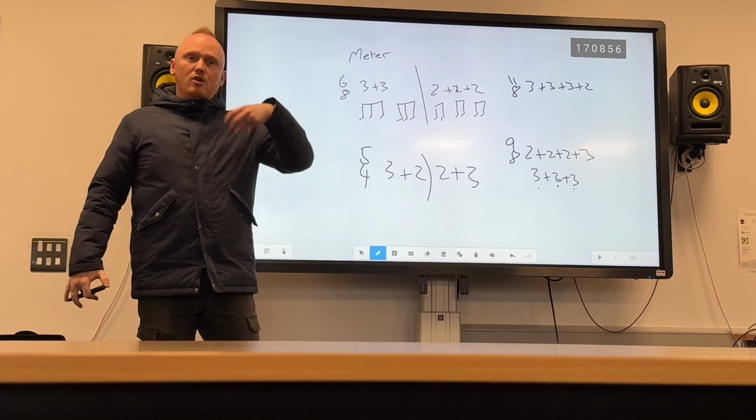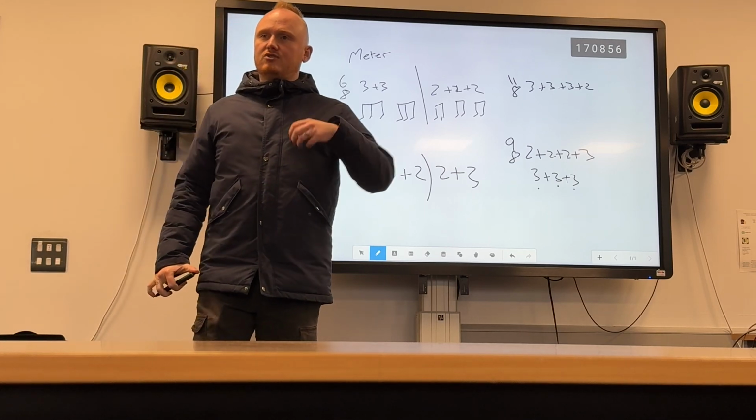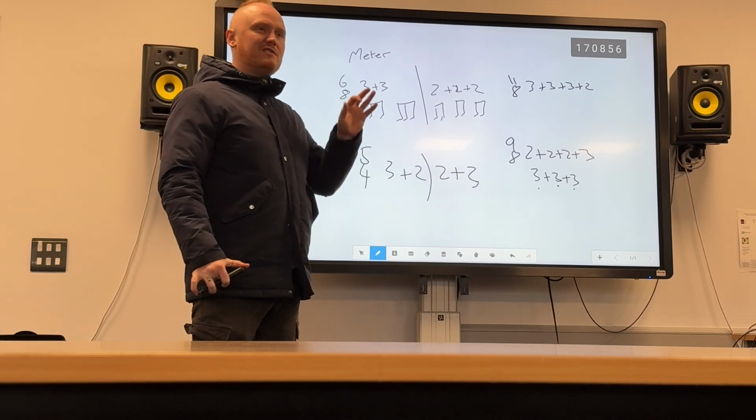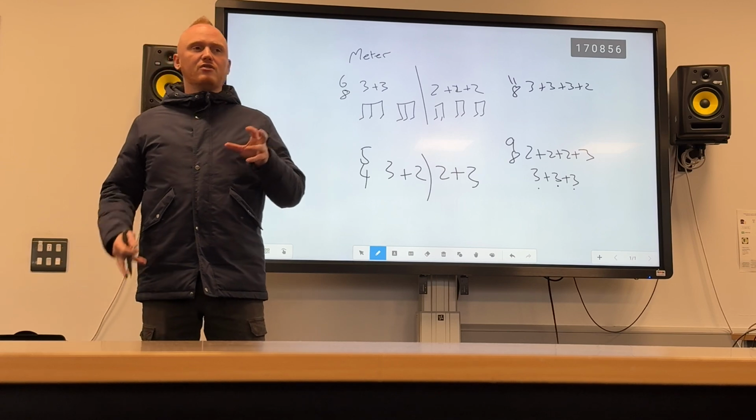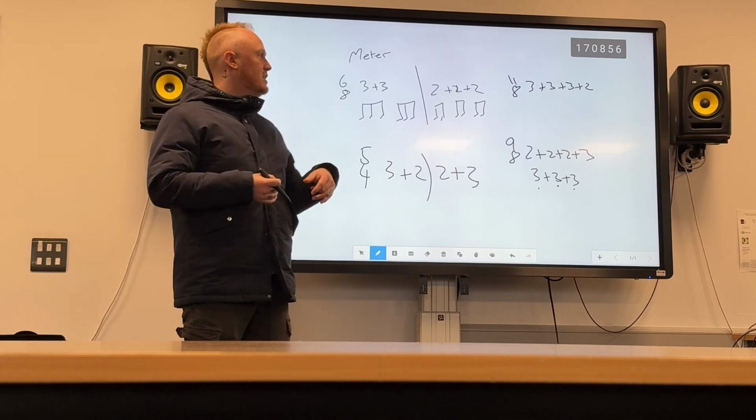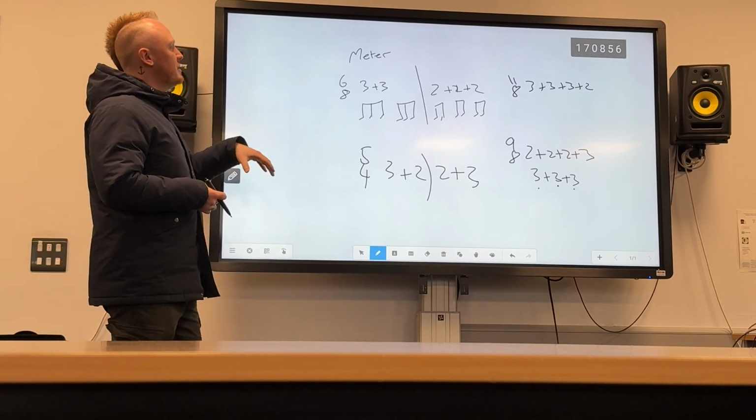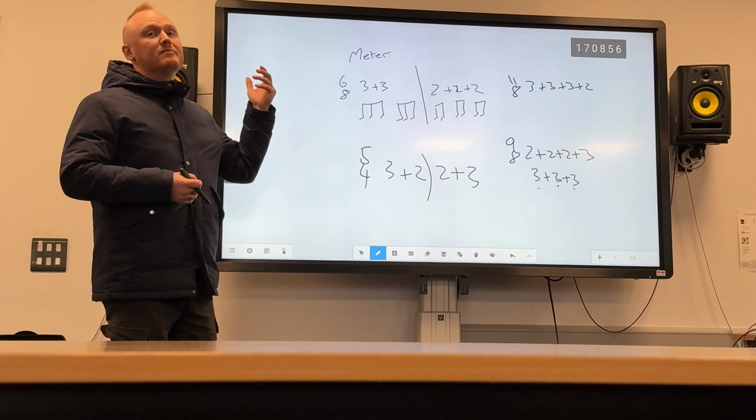Meter tells you how to feel the piece of music. It tells you how the groove in the piece of music exists and how it's divided into its own subdivisions. That's the difference between when we think about the meter of a piece of music and the time signature of a piece of music.